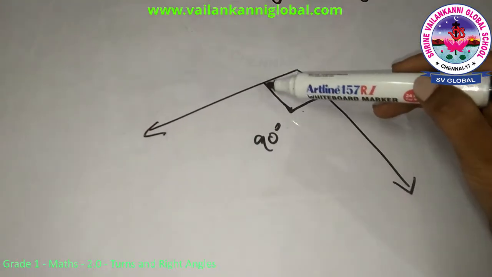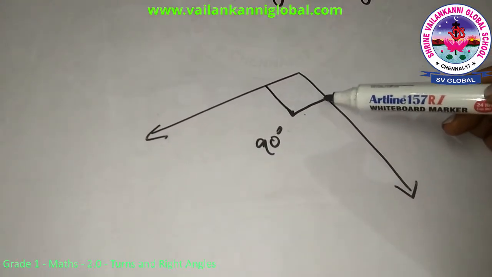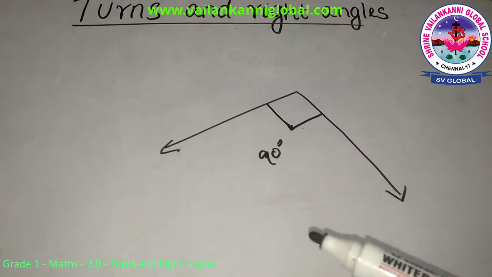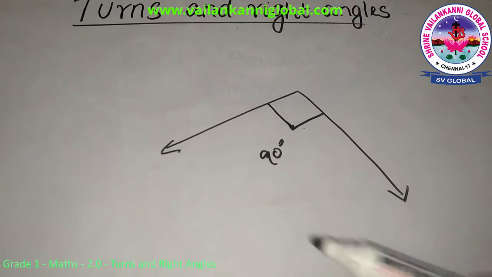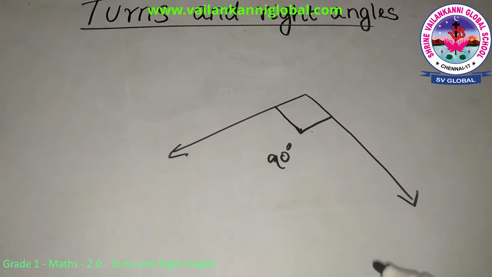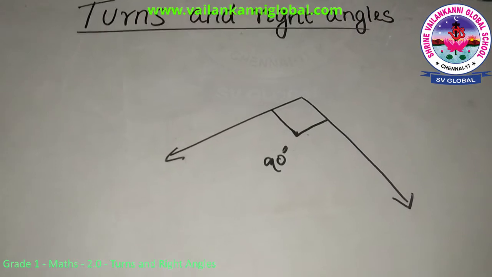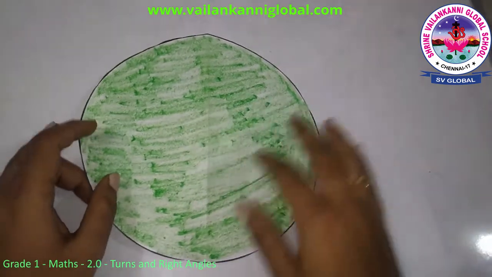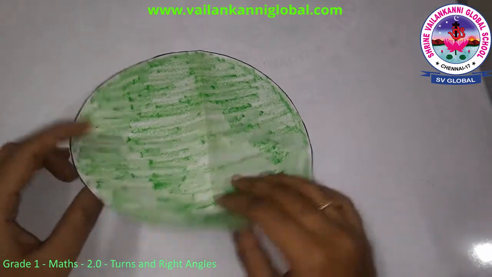How? I'm able to draw a square over here. Okay, it's a square and I'm able to mark 90 degrees. It might appear a bit confusing, so I will tell you how to make a right angle checker. With that checker, you can easily find out the right angle. So now I'm having a circle. With my circle only, I'm going to make a right angle checker.